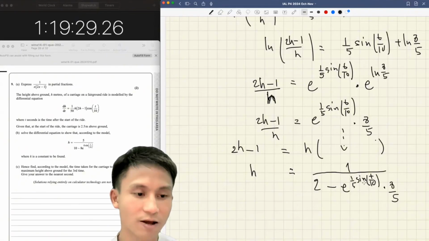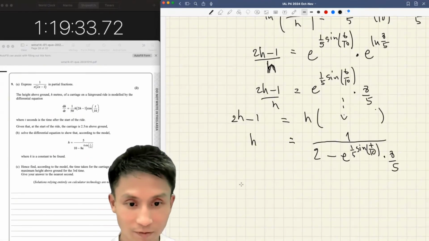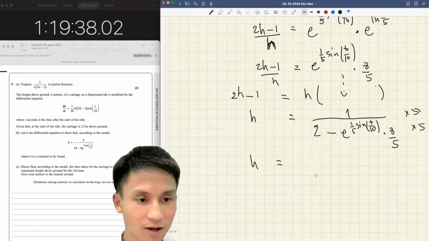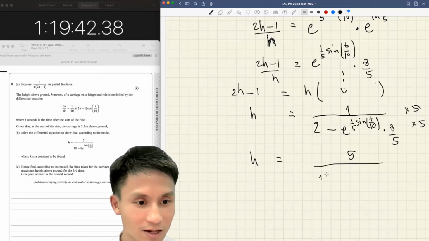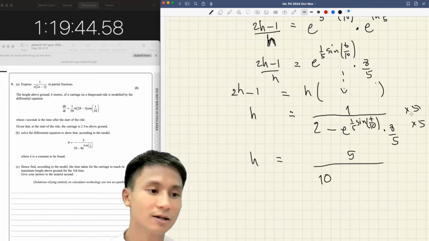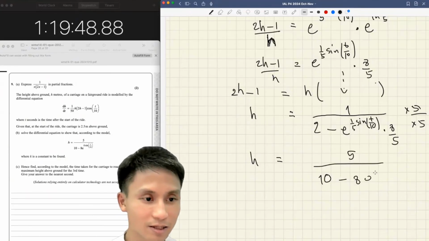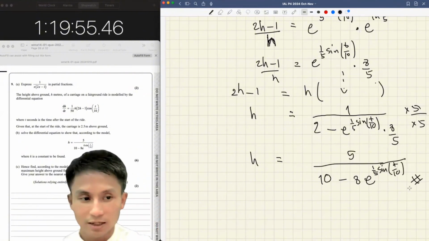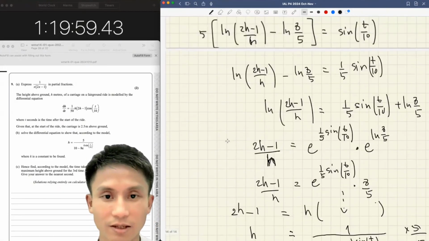Including times 8/5 there. Yeah, I think we're getting close. So if we multiply everything by 5, we're going to get there. So multiply by 5 and 5 there. So we get 5 on top, and then 10 here. And then that would cancel that. I get 8 e to the 1/5 sine t over 10. Yeah, I got it, as required.